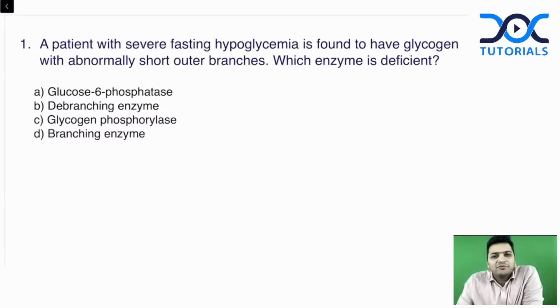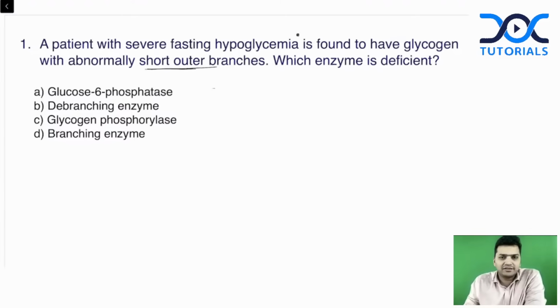a disorder from the glycogen storage diseases. A patient is presenting with severe hypoglycemia and is found to have some glycogen abnormalities. Plus, the abnormality that you can see is that there are short outer chain branches. Which enzyme is deficient? So the one thing is why this patient is developing hypoglycemia.